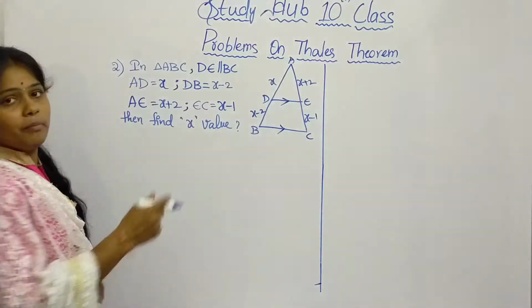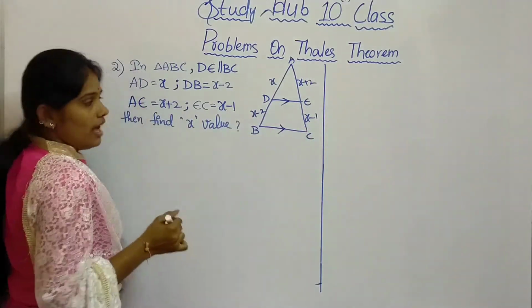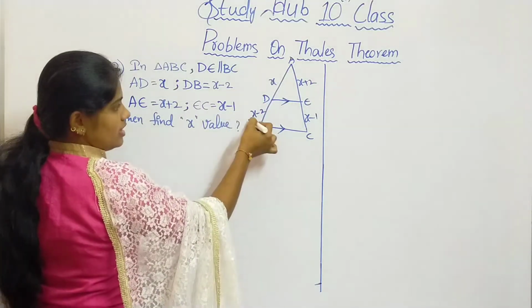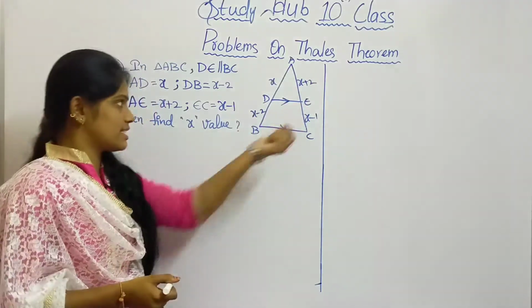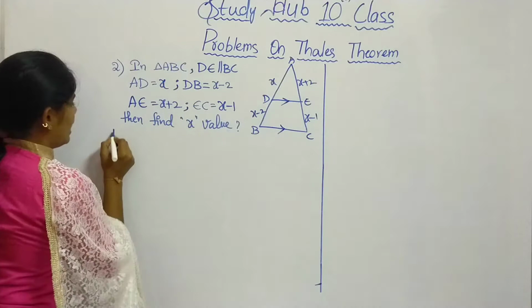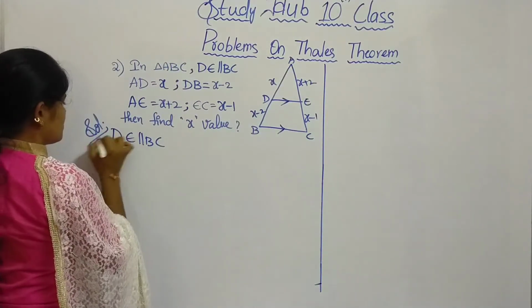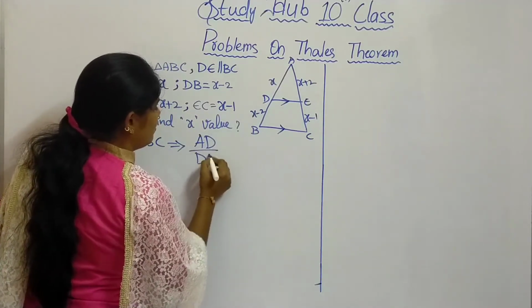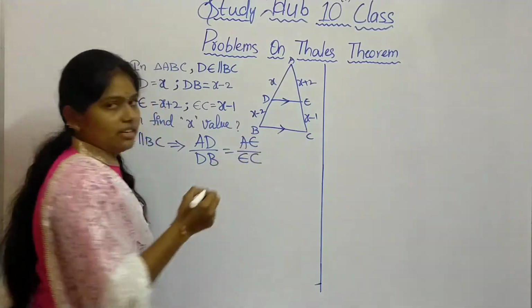In this problem, in triangle ABC, DE is parallel to BC and the values are AD is x, AE is x plus 2, DB is x minus 2 and EC is x minus 1. Then we need to find the value of x. Here, given DE is parallel to BC. So according to the BPT theorem, what can we write? AD by DB is equal to AE by EC. This is the condition we can write.